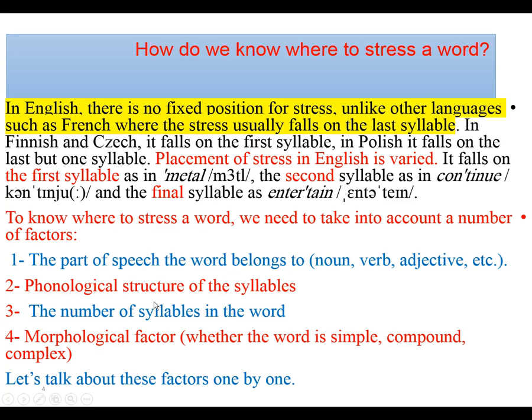Number two, phonological structure of the syllable. I look at the syllable and see if it contains a long vowel or a diphthong. This is a rule. If it contains a long vowel or a diphthong, or it ends with more than one consonant, definitely, or in most cases, the syllable must receive stress. If a syllable includes a short vowel or a weak vowel, such as schwa, definitely the syllable will be unstressed. So I look at the phonological structure of the syllable, how many sounds it includes, and the nature of the sounds, and so on.